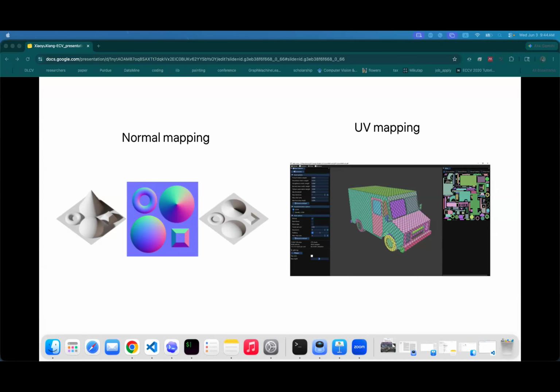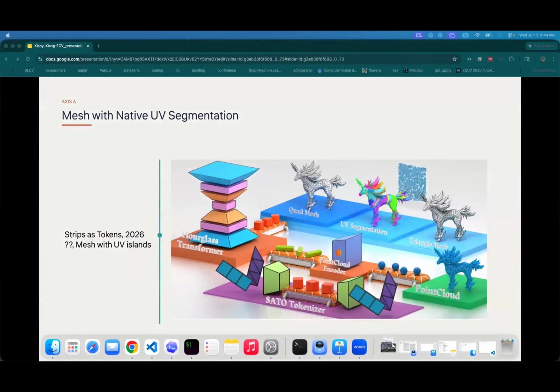And the UV maps define how the 2D textures are placed onto the 3D surfaces. So besides the geometry generation, there is also a large amount of work in the post-processing steps, like UV unwrapping, normal baking, and texture completion, which can become bottlenecks. A promising direction is to generate meshes with native UV segmentation. The idea is that instead of first generating geometry and then asking another algorithm to unwrap it, the model can learn surface structure and UV islands as part of the generation.